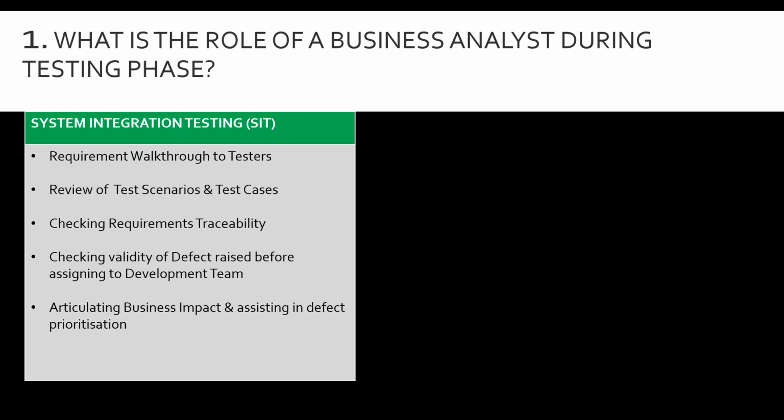The last key thing is articulating business impact and assisting in defect prioritization. Let's say there are 10 defects and the question is asked, what is the priority of the defects? Because the development team might not be in a position to fix everything, it becomes the responsibility of a business analyst to get the business impact for all those defects and then assign priority 1, 2, 3, so that it makes it easier for the development team to get it done. And if there are further defects which are not very critical or high, they can be pushed over to the next release.